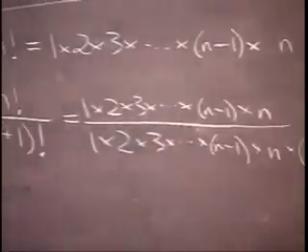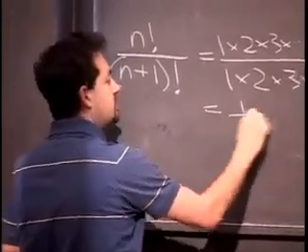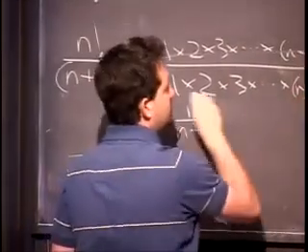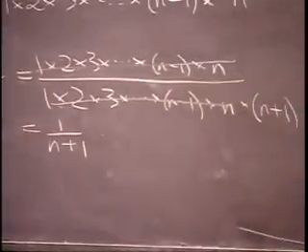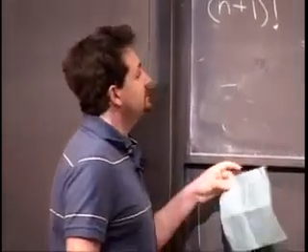And so it simplifies dramatically down to 1 over n plus 1, because all of this cancels. That's why the ratio test is so nice with factorials. When you've got whole lots of products and you take the ratios and a lot of the terms are in common, you get this mass cancellation.